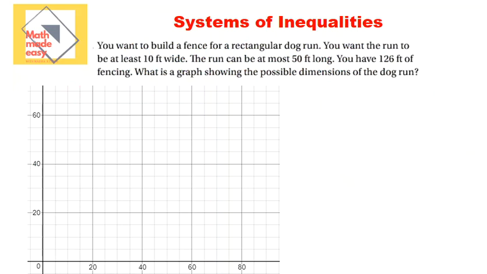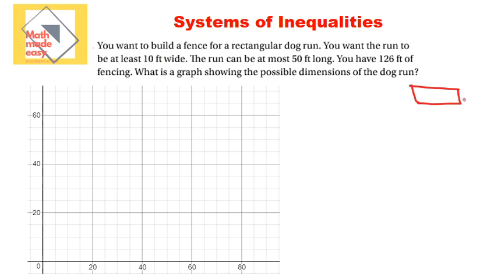Here, you want to build a fence for a rectangular dog run. You want the run to be at least 10 feet wide. Now, what do we know? We know it's a rectangle. Okay? Now, first of all, you need to define your variables.